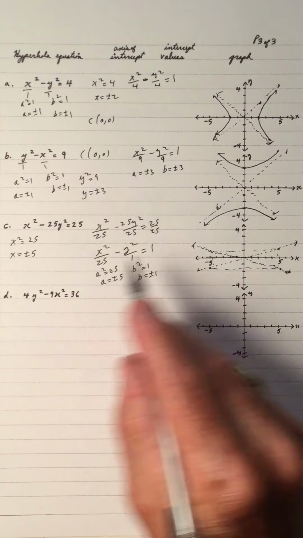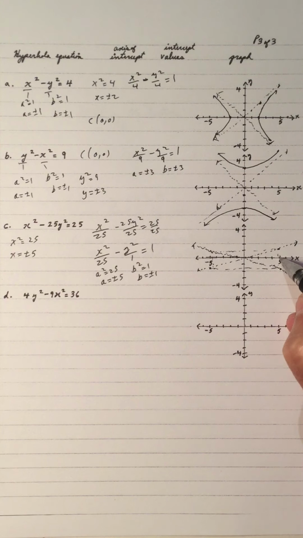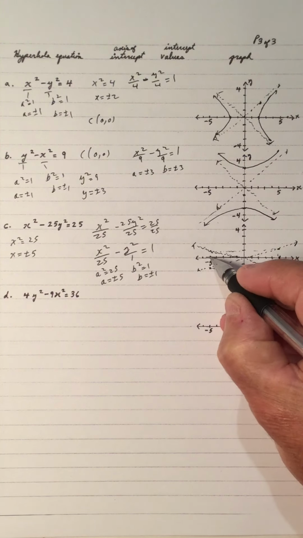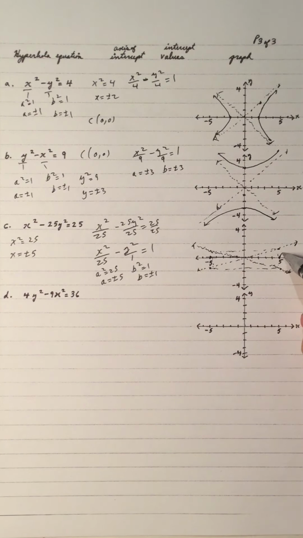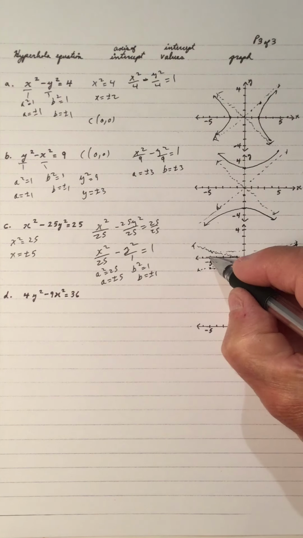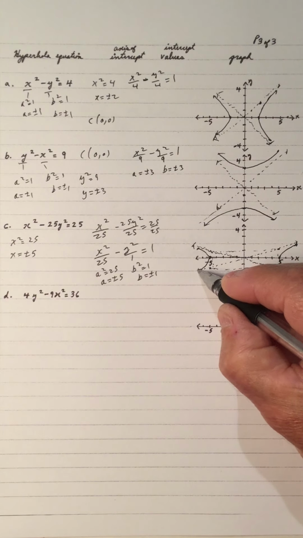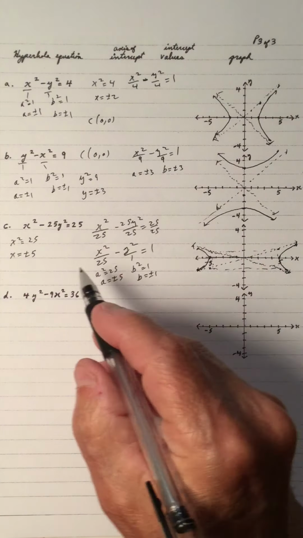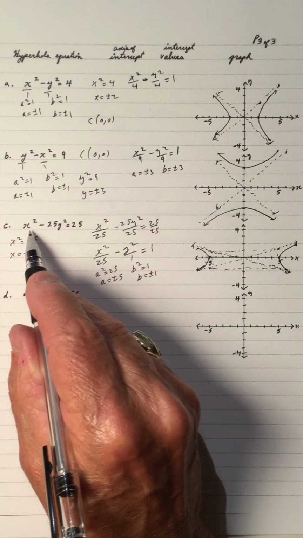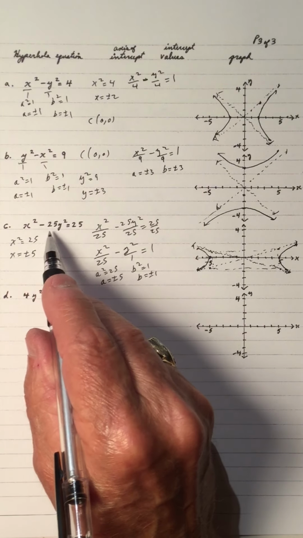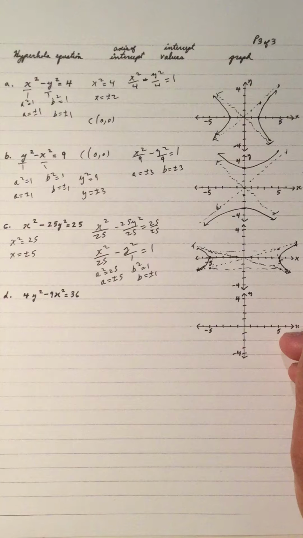And we have x-intercepts of 5 and negative 5. So this is the hyperbola. Again, this is just an introduction to explain that it has x-intercepts of plus or minus 5 and no y-intercepts.